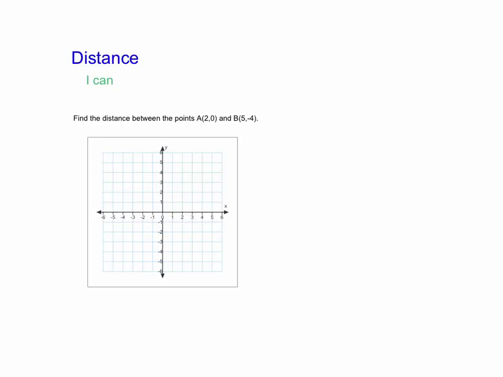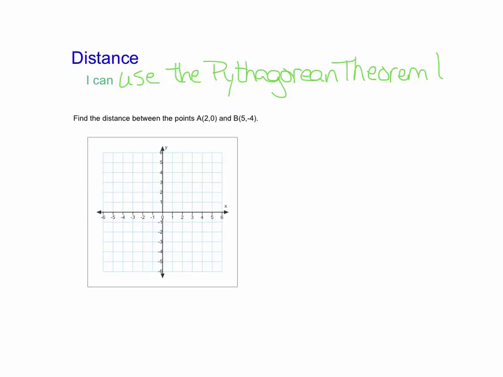There is one more thing we need to learn how to do using the Pythagorean theorem. And that is to use the Pythagorean theorem to find the distance between 2 points.